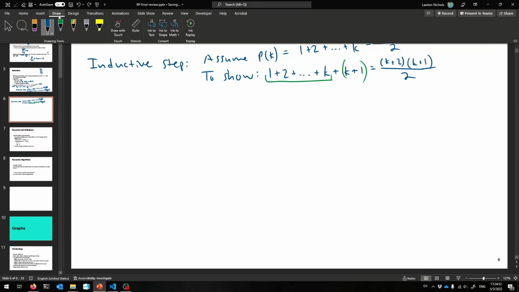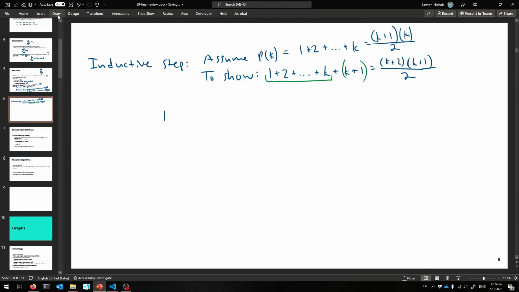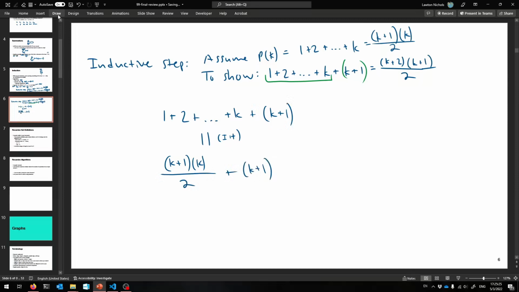What happens when we do that? So, we started here. We're trying to show this side of the equation is equal to this side of the equation. So let's start with the left. 1 plus 2 plus dot dot dot plus k plus 1 is equal to, by the inductive hypothesis, well, replace this with this. So it's k plus 1 times k over 2. We get to assume that this is true for a smaller value of our predicate, for the next smaller value. And then we still have the k plus 1 left over, right? So that's what we have now.